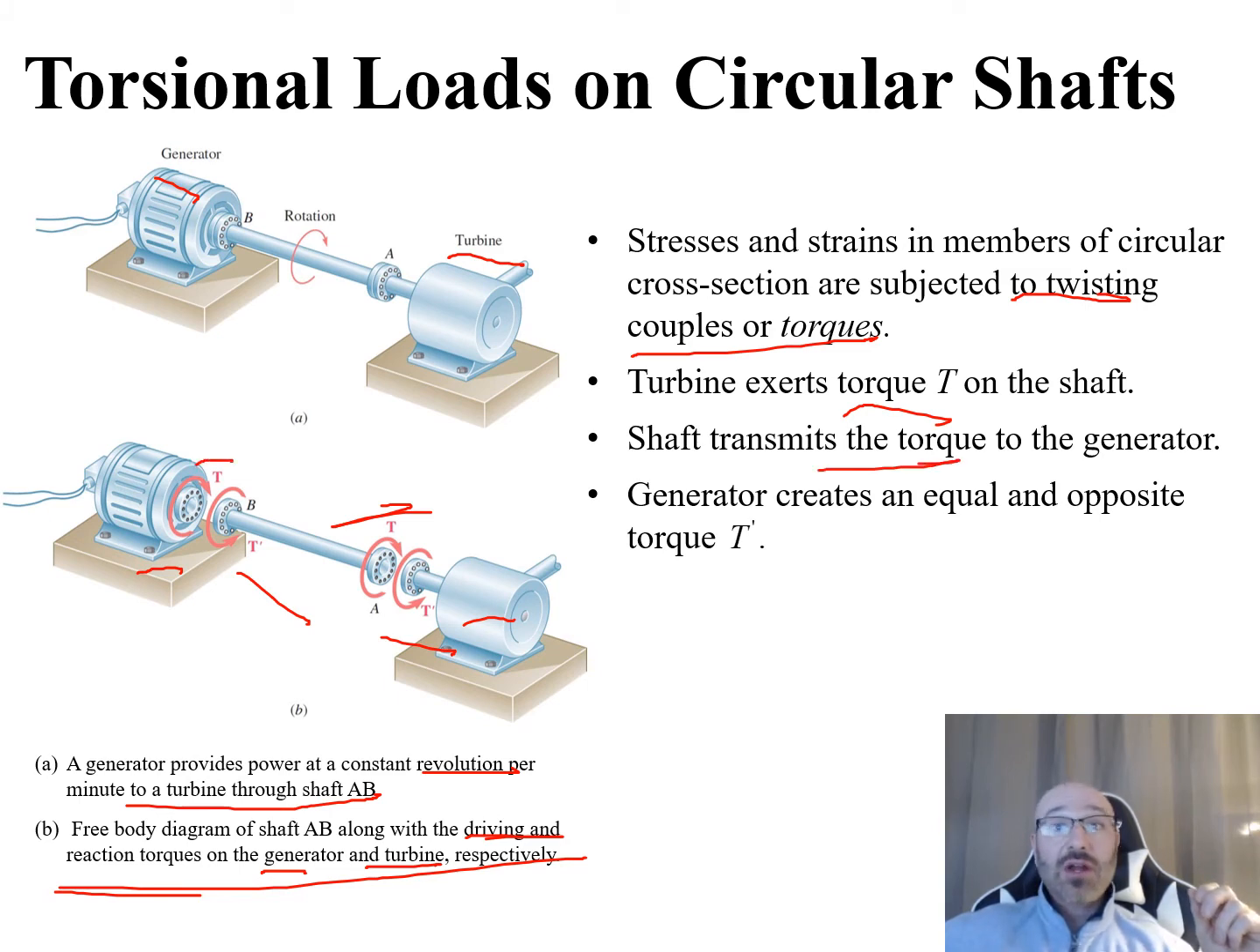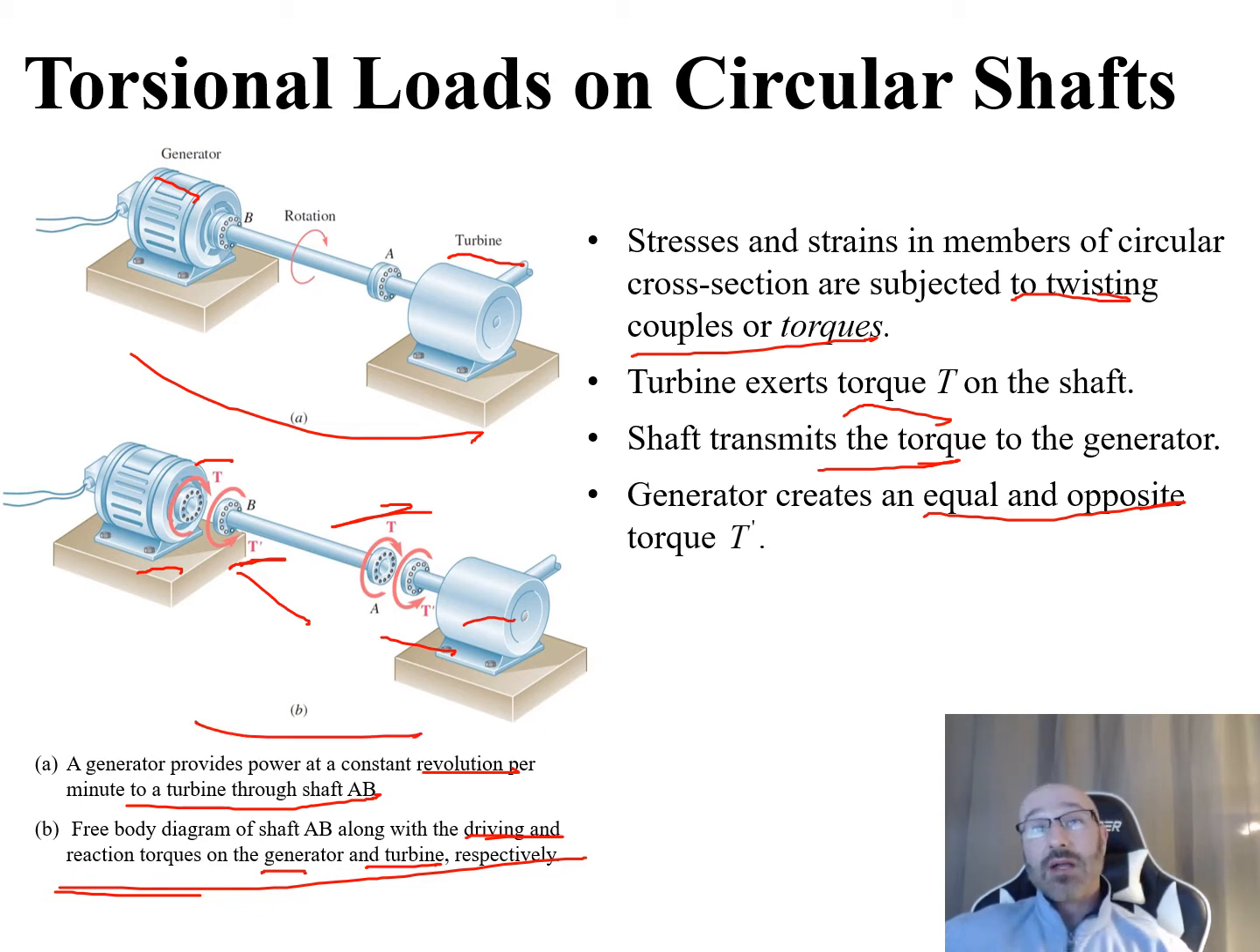So there's the T right there on the generator, whereas the generator is going to create an equal and opposite torque, our T prime right there. So that's how we go from our initial diagram in the problem statement, where we're told the generator provides a power at a constant revolution per minute to a turbine through some shaft. From there, we want to break that down and create a free body diagram. So that's what we've done in part B here, is created that free body diagram looking at the torques as well as our reactionary torques right there.